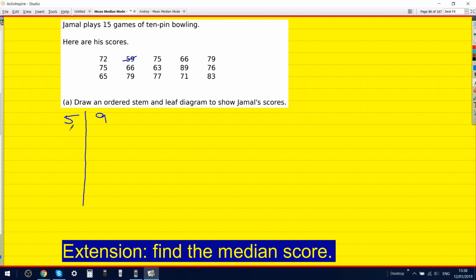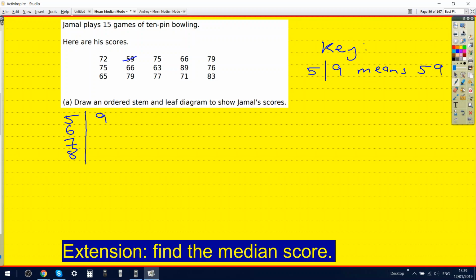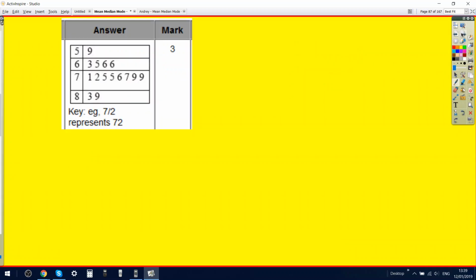So 60, you do it from the lowest number. So 63, and so on. And there's something missing. Is it an X? You need a key. And so the key would be something like 5 line 9 means 59, because sometimes it will mean 5.9. Something like that.